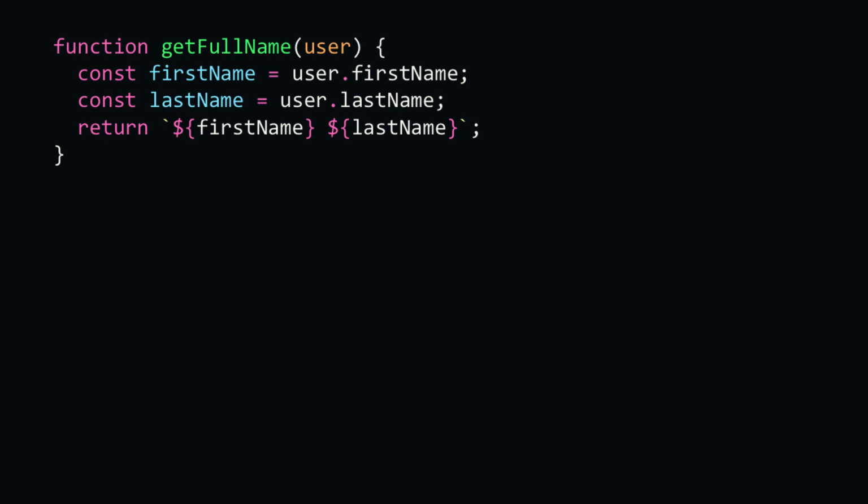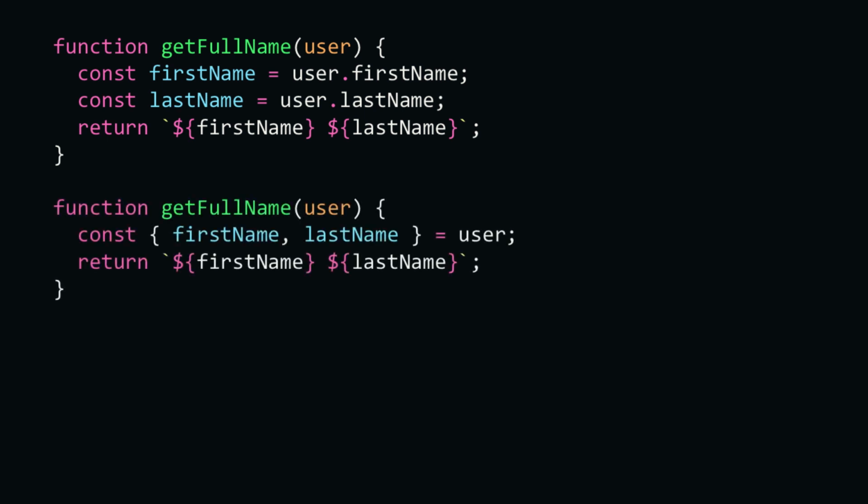Instead, object destructuring provides a more concise and readable alternative. Here, we destructure the first name and last name properties directly from the user object. This method is cleaner and reduces the amount of code.